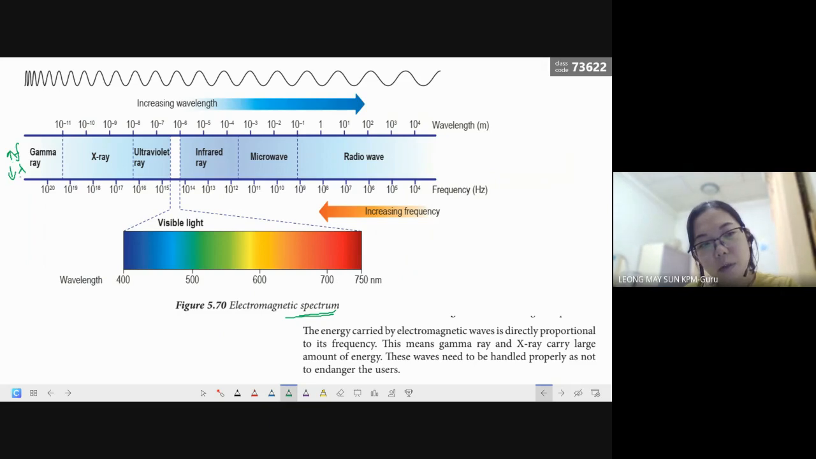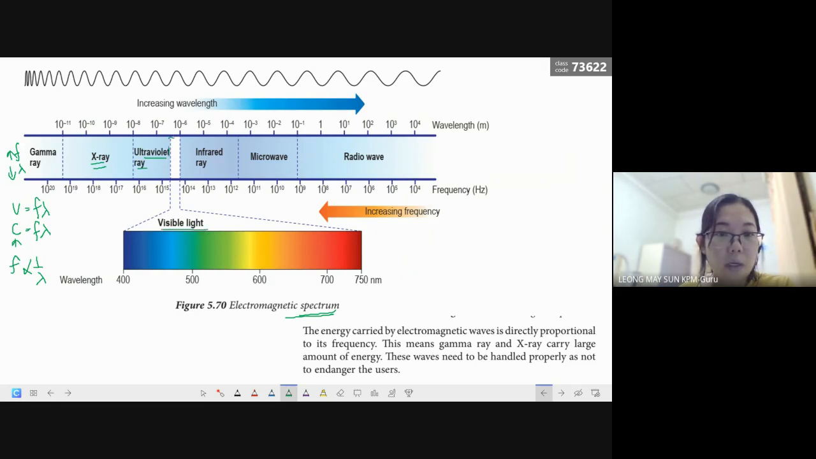Why do I say highest frequency, lowest wavelength? Remember just now we talked about wave speed equals f lambda. In this case, electromagnetic wave moves at the speed of light, so c equals f lambda. This is constant. Speed of light is always 3 times 10 to the power of 8 meters per second. So the frequency is inversely proportional to the wavelength. When the frequency increases, the wavelength will drop. So gamma ray has the highest frequency, followed by X-ray, ultraviolet ray, visible light.